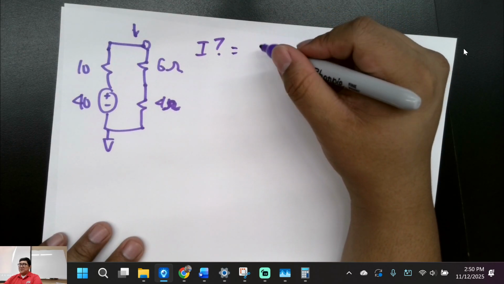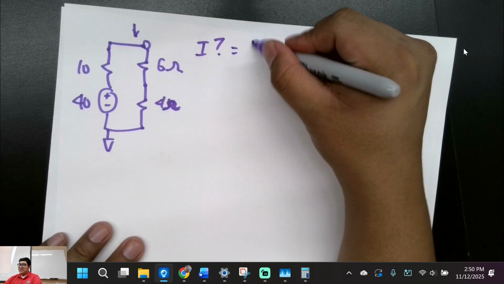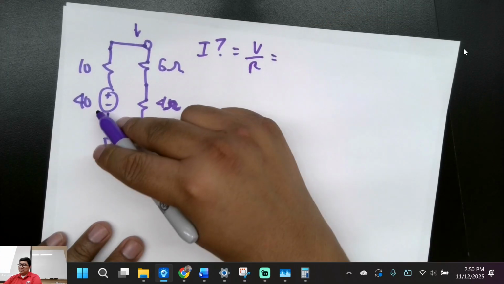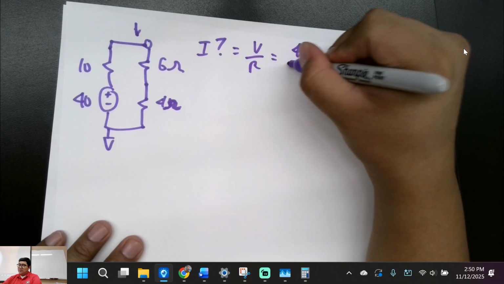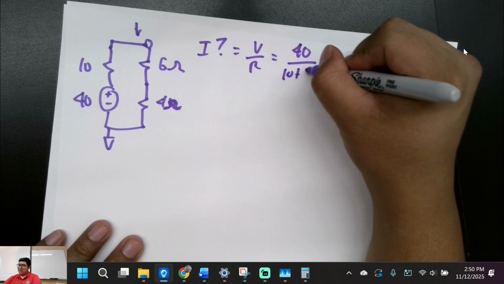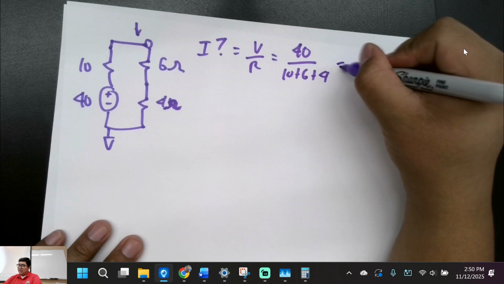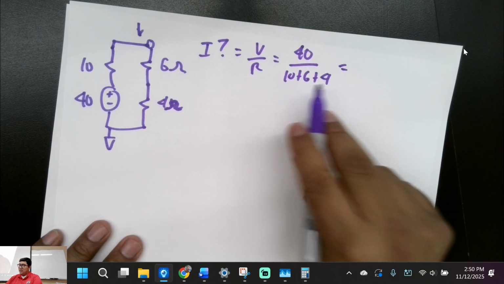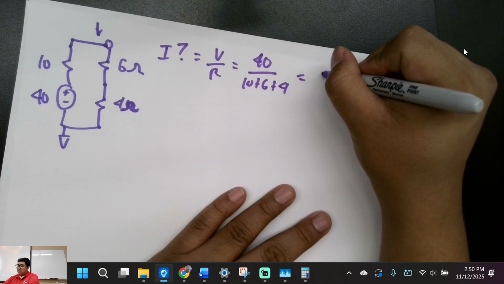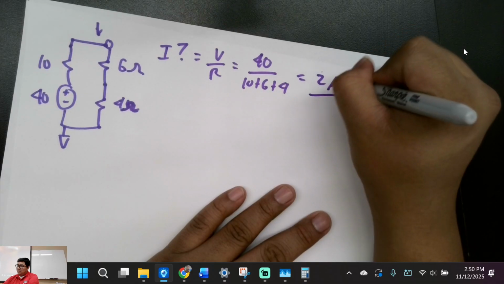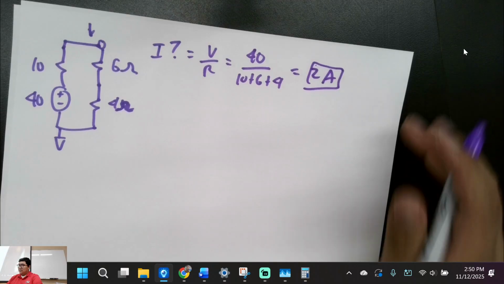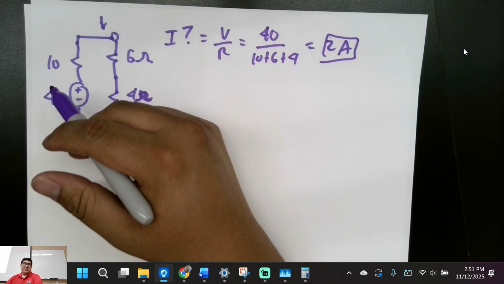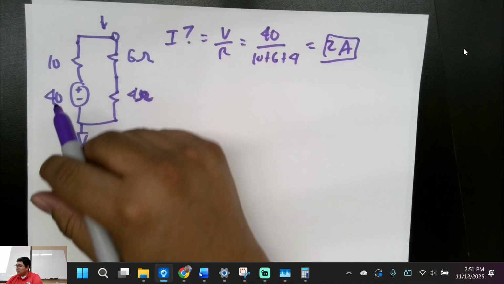What's V equals IR? Or it's going to be I is equal to V over R. What's our total voltage? 40. What's the total resistance? 10 plus 6 plus 4, right? So we're looking at 40 divided by 20. Yep, 2 amps. And that's just for that little part you simplified, right? Yep, so now we have the total current coming out of our source.